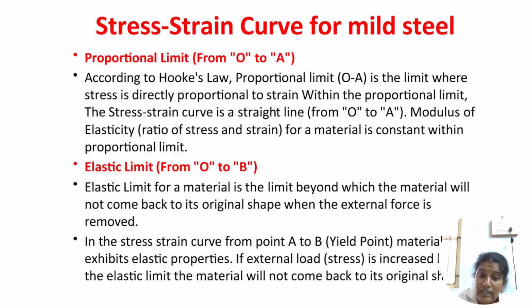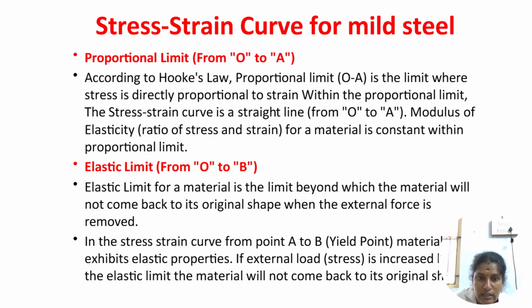And that point is called the elastic limit. Beyond the elastic limit, the material will not come back to the original position. Up to this point, it will come back. Beyond that point, it will not come back to the original position when the external force is removed. In this stress strain curve, from point A to B is the yield point. The material exhibits the elastic property. If the external load is increased, what will happen? Beyond the elastic limit, it will not come back to the original shape. That is called the elastic point.